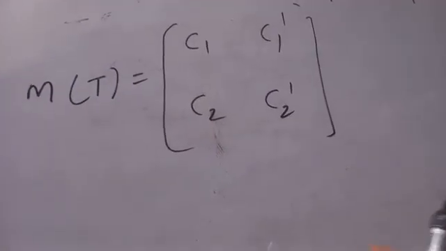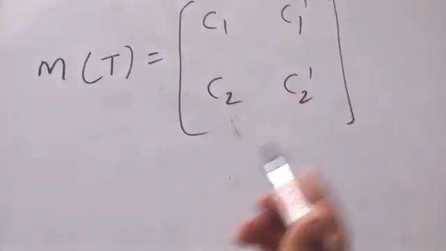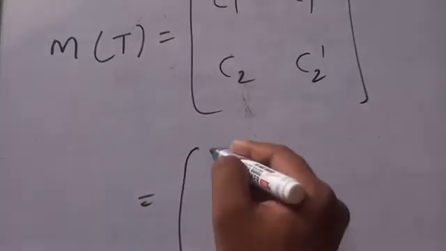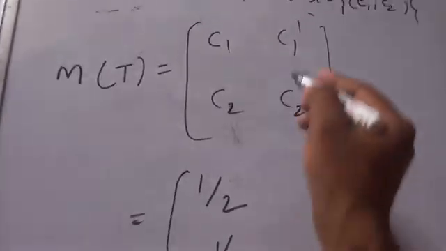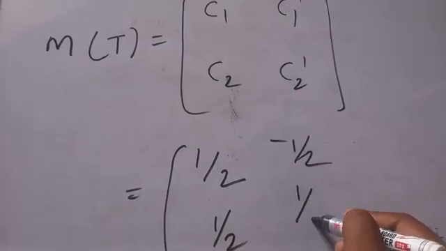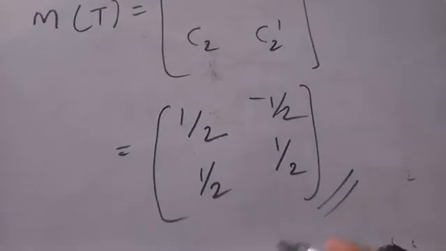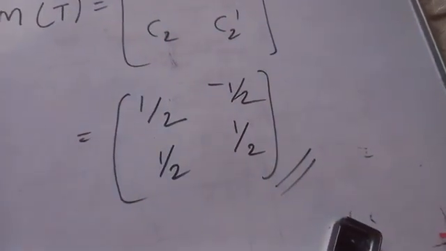Therefore, the matrix of the linear transformation is equal to the column vectors (c1, c2) and (c1 dash, c2 dash). C1 is equal to 1/2, c2 is equal to 1/2, c1 dash is equal to -1/2, and c2 dash is equal to 1/2. Therefore, the matrix of the linear transformation is equal to [1/2, -1/2; 1/2, 1/2].